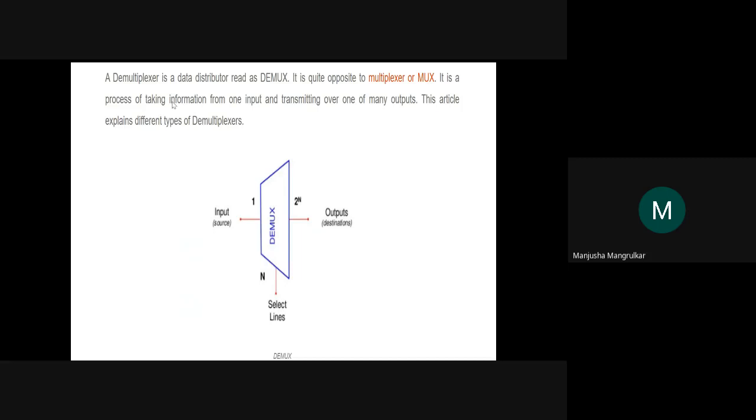It is a process of taking information from one input and transferring it over many outputs, right? Here there is only one input but the outputs are more than one, right? It depends upon the selector lines, 2 to the n. It is just the opposite. In a mux, n number of inputs, only one output. In a demux, only one input, n number of outputs. So that is a demux.